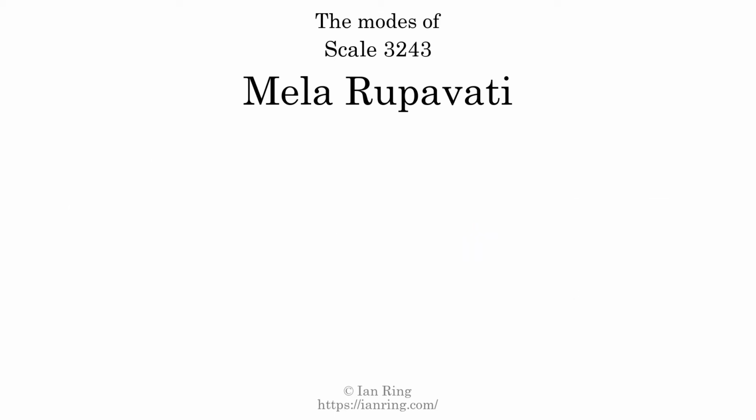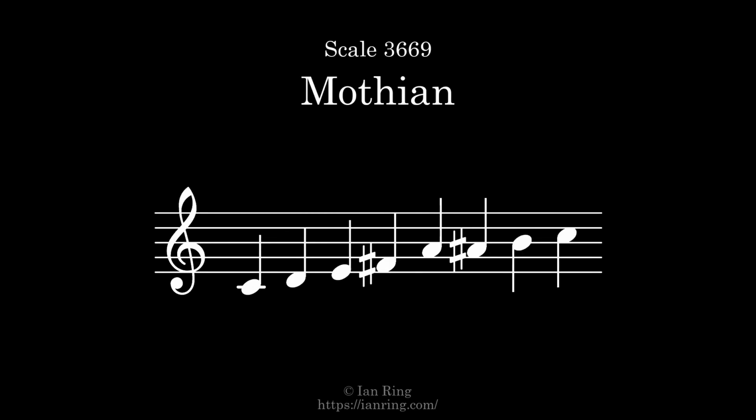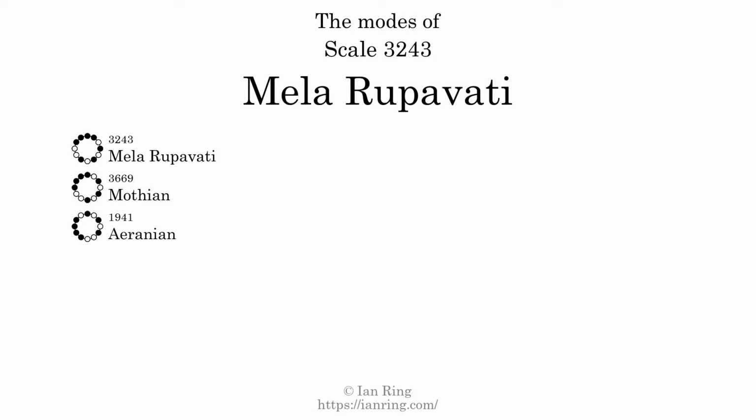This scale has 7 modes. The first mode is itself. The second mode is scale 3669, also known as Mothian. It sounds like this. The third mode is scale 1941, also known as Iranian. It sounds like this.